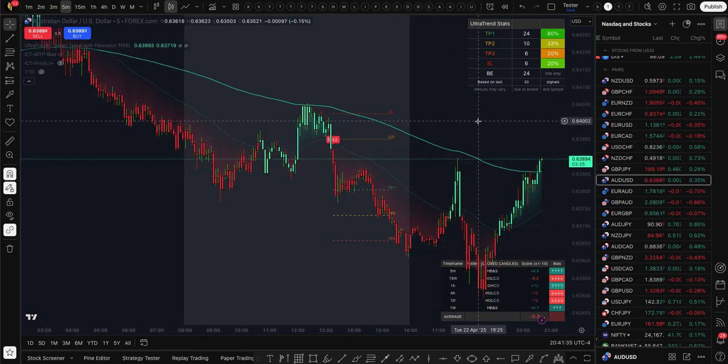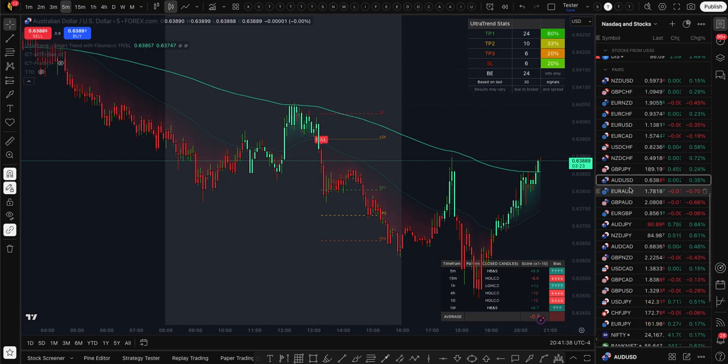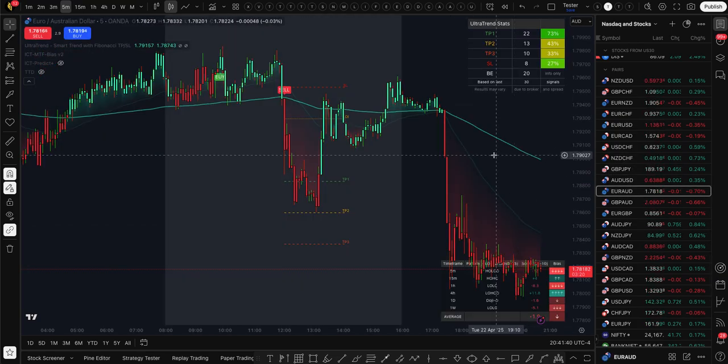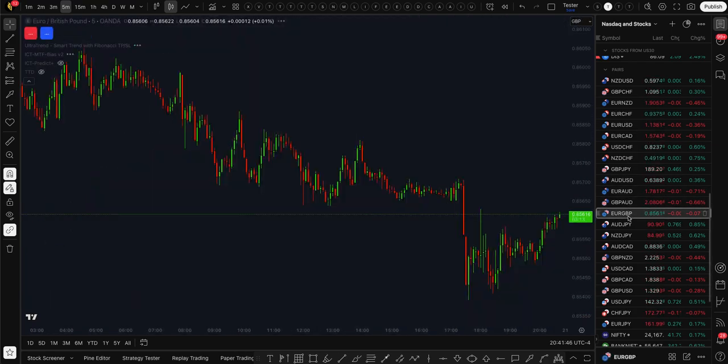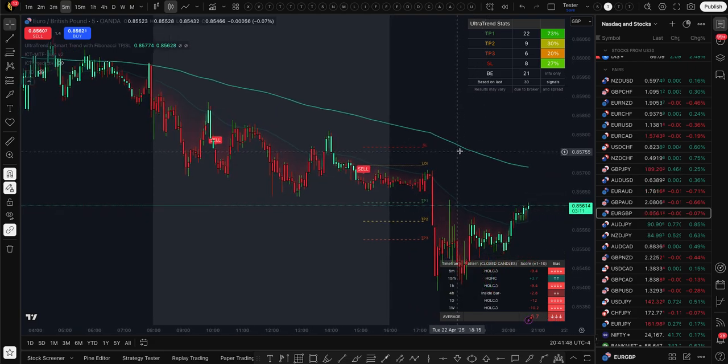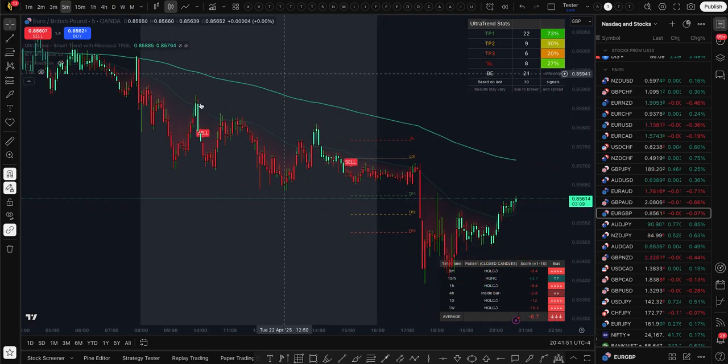This is why I want you guys to start seeing this and start building your own criteria. No, none of this. I would have not taken any of this. GBP AUD, nothing. Euro GBP, hey, interesting. So this one printed a sell, this one printed a sell as well. So both, I'll be very careful again.